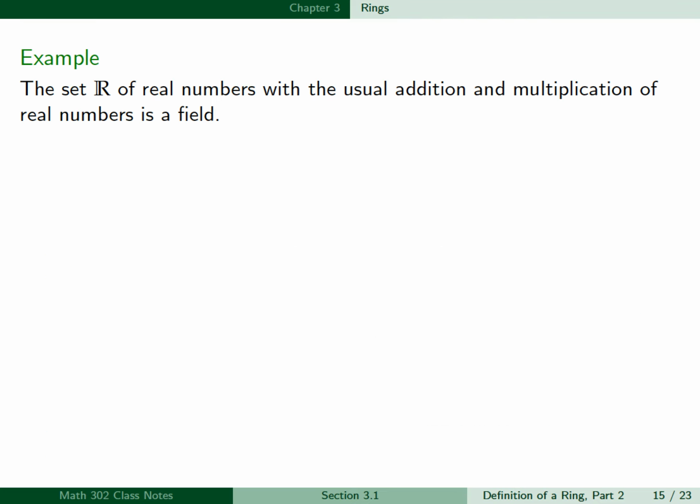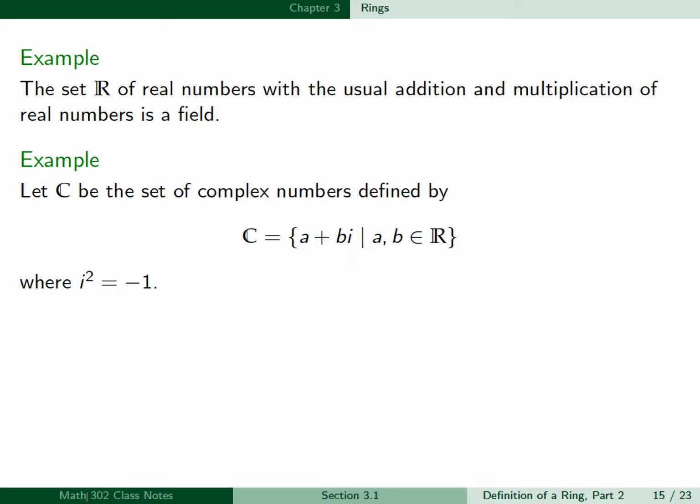For some examples, well, the set R of real numbers with the usual addition and multiplication of real numbers is a field. And let C be the set of complex numbers, which is defined by the set of quantities a plus bi, where a and b are real numbers, where i squared is equal to -1. So i is the square root of -1.